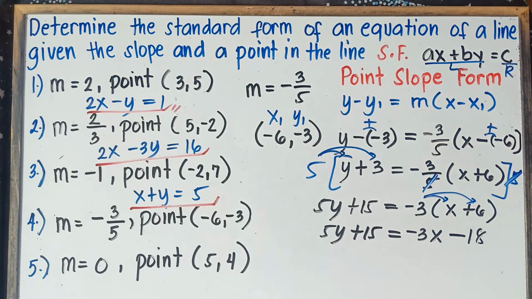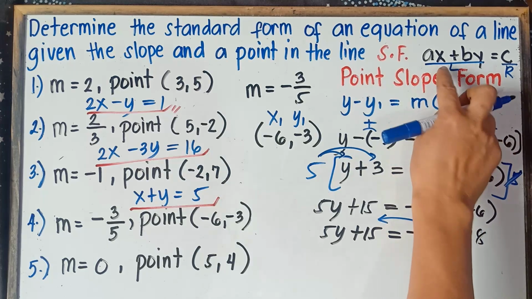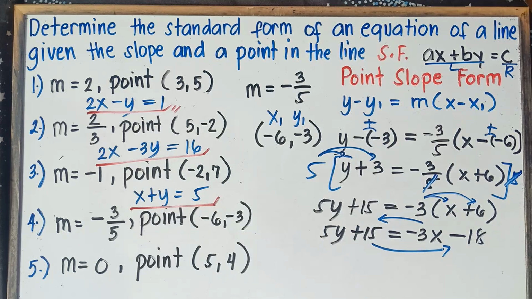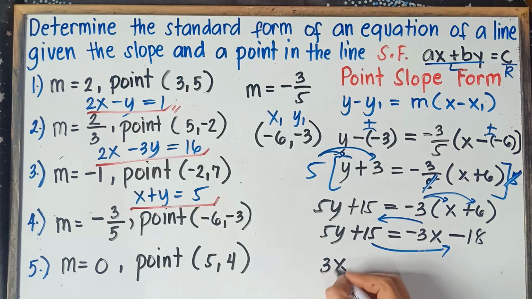Alright, so almost done class. We simply transpose x from right to left, so that we can have this format. And then we transpose 15 from left to right. Once we transfer, we change the sign. This is negative 3x. It will become positive 3x.